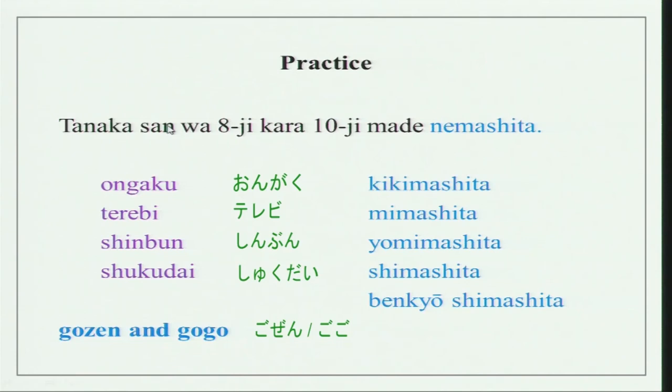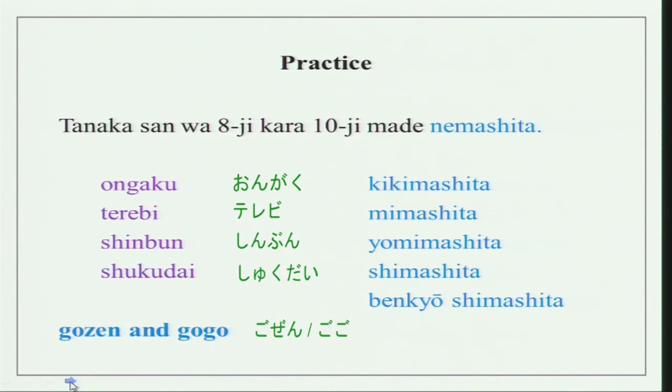Once again, Tanaka-san wa 8 ji kara 10 ji made shukudai o shimashita. Shukudai is homework. Shimashita, shimasu is to do. So, shimashita is did. Tanaka-san wa 8 ji kara 10 ji made shukudai o shimashita. So, you can practice like this later on. And also, of course, you can again add gozen and gogo before time and practice with your partner.